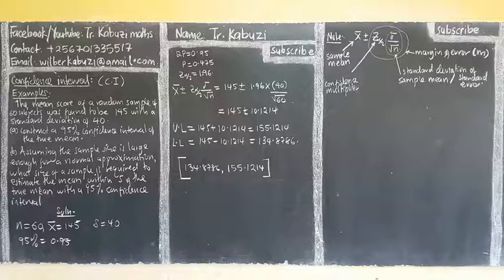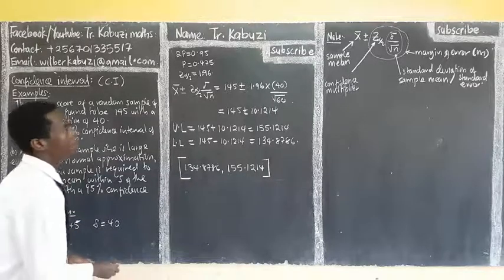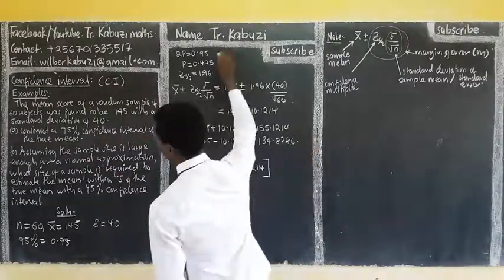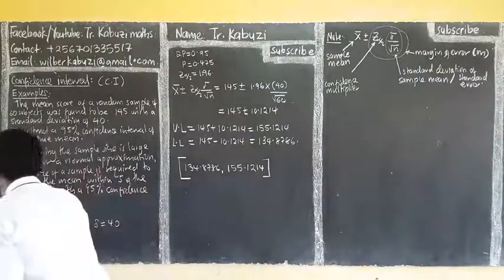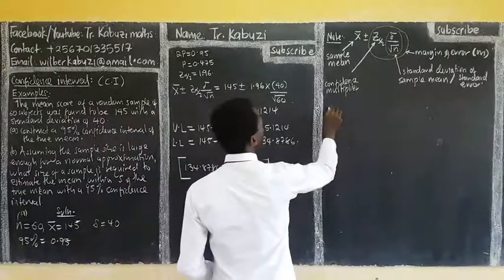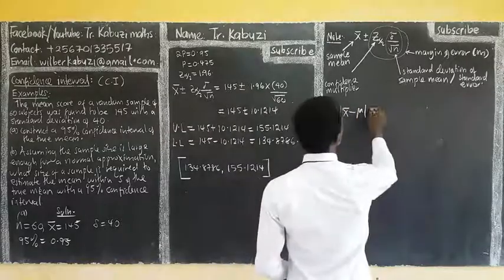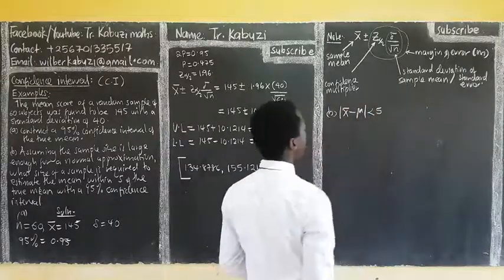Then they are saying here, assuming that the sample size is large enough for a normal approximation, what size of a sample is required to estimate the mean within 5 of the mean, with 90% confidence. In simple terms, this is our part B. This was part A. Then in part B, that means that when you get x bar minus the mean of the population, it should be within 5. This should be less than 5.